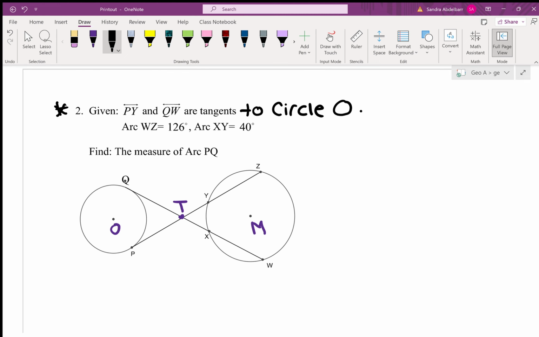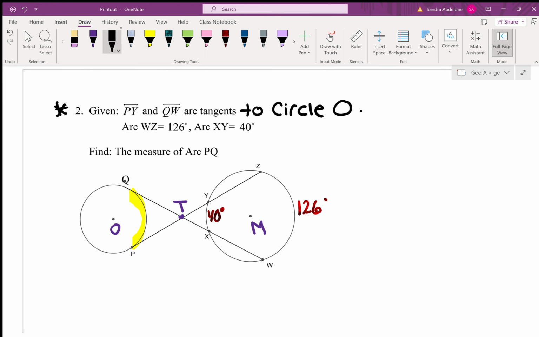Okay, arc WZ is 126, so I'm going to label that. Arc WZ is 126 degrees. Arc XY, which is right here, is 40 degrees. Find the measure of arc PQ. So let me highlight. I need to find this arc. Has everybody labeled? Okay, so I need to find arc PQ.